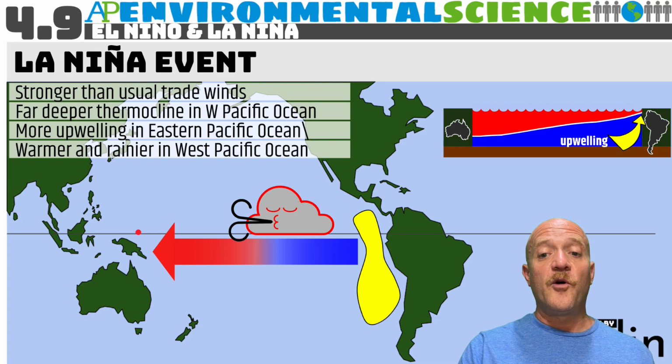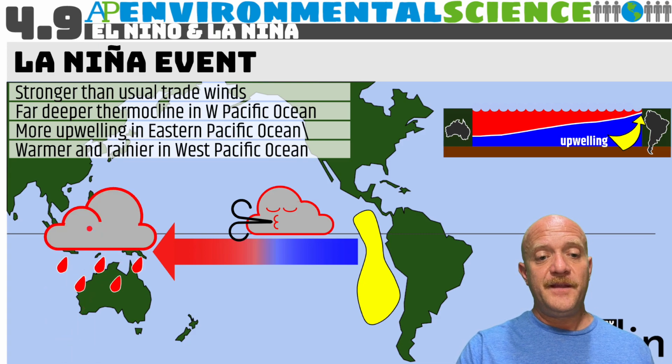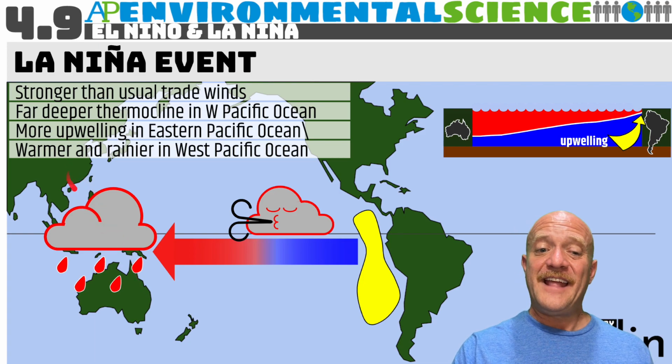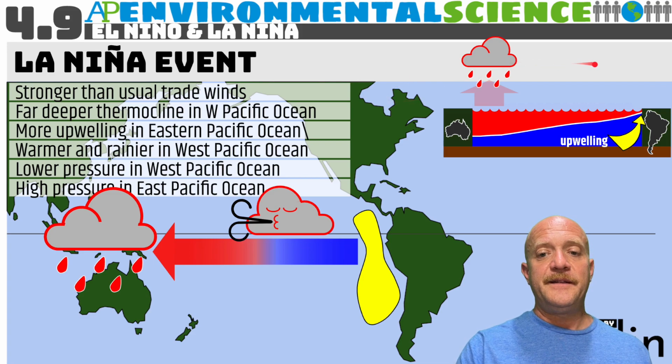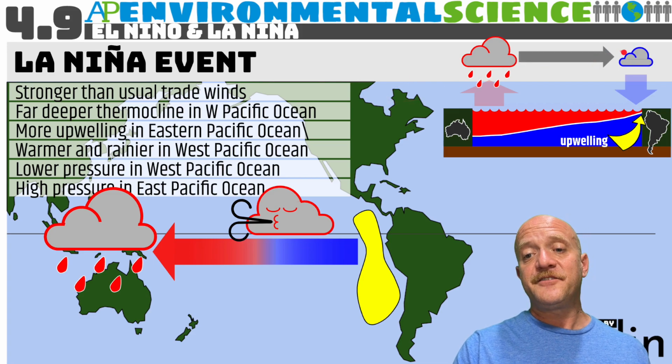There's going to be warmer and rainier weather in the western Pacific Ocean. So the rain will be happening a lot more. You may get a lot of floods, a lot of landslides in some of these areas. There's going to be lower pressure in the western Pacific Ocean. But then high pressure is going to occur in the eastern Pacific Ocean.